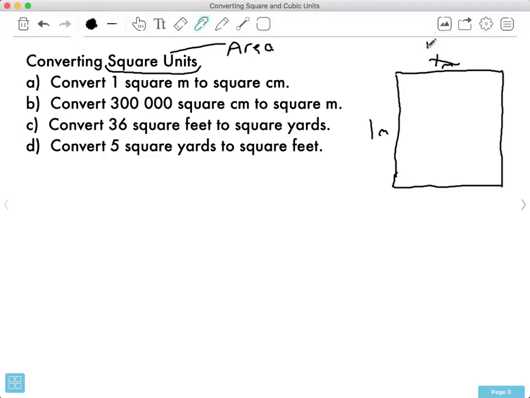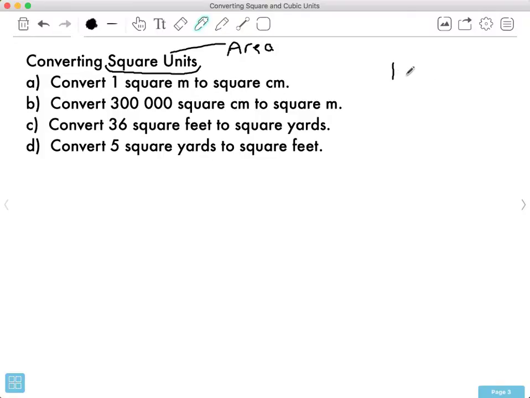I know that 1 meter is 100 centimeters. So if I'm talking about a square meter, I'm talking about a square that is 100 centimeters on each side. The area of this square is actually 10,000 square centimeters, 100 times 100. You could draw them all in if you wanted to see them. So I've got a different conversion factor if I'm talking about square units. But there is a way that we can use our normal conversion factor to do this.